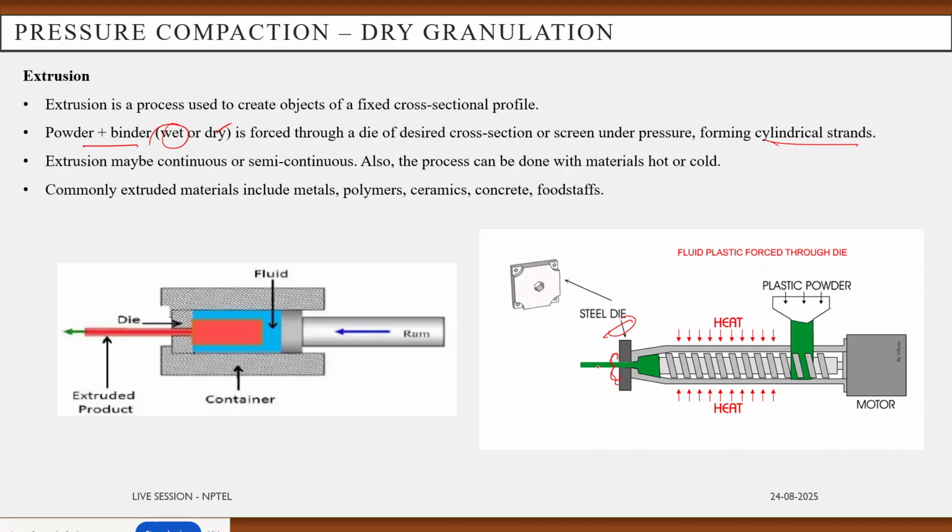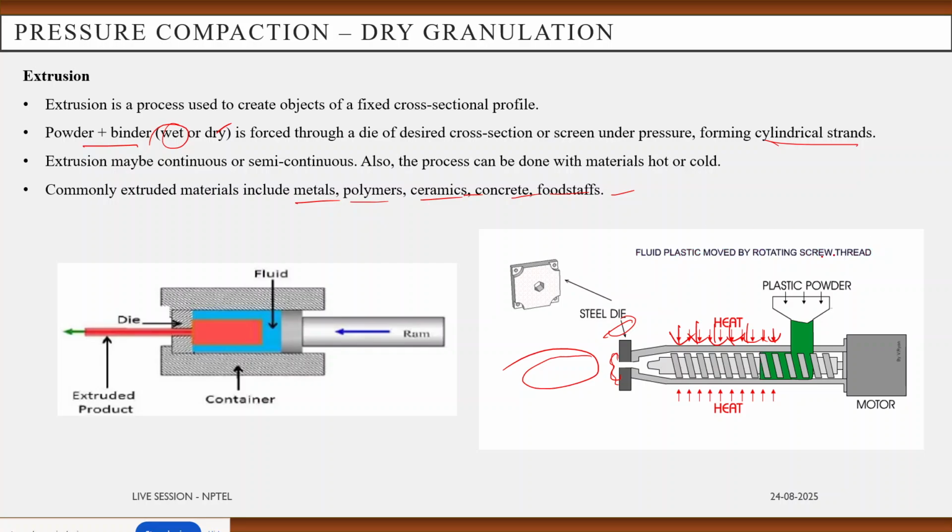You can see these are the cylindrical strands they are producing out of the extruded plastic section emerging, and we are heating the material in the process of this extrusion. Commonly extruded materials are metal, polymer, ceramic, concrete, and foodstuffs. This extrusion process can be continuous or semi-continuous.